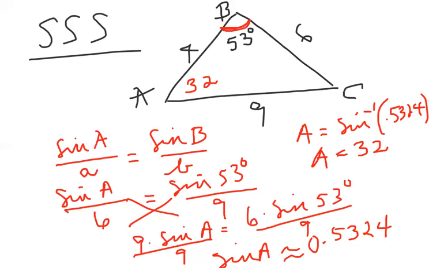How do you find the third angle? You take 180 and you subtract the 2 given angles. Subtract the 53, subtract the 32, and that gives you the missing angle. And in this case, the missing angle is going to be what? 21 degrees.